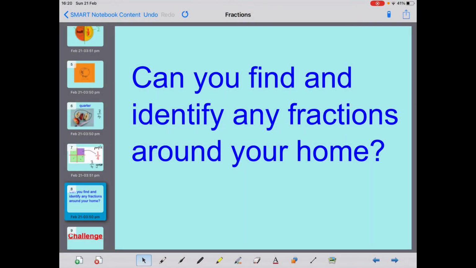Once you've been on your fractions hunt, write them down in your book so you can draw a picture of what objects you found and then write what fraction you have found. So it might be, remember, it might be a half. So 1 out of 2 pieces, it could be 1/4. 1 out of 4 pieces. Write that down in your book for me. We can draw a picture of what you have found.